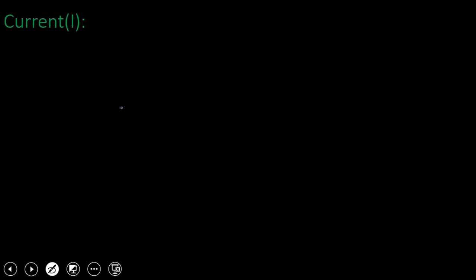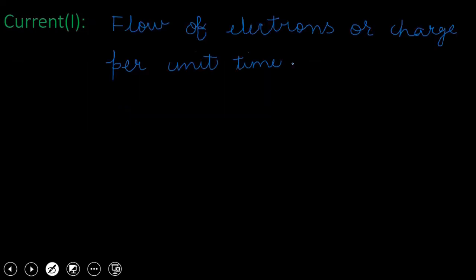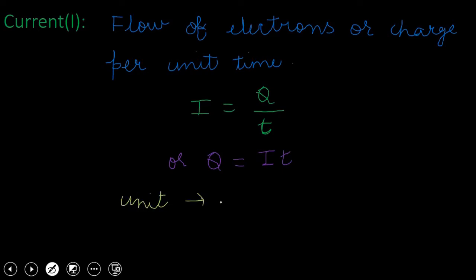Now we will see what is current. Current is flow of electrons or charge per unit time, or we can write I is equal to Q by T, or we can say Q is equal to I into T. Unit of current is Ampere, which is written as A.